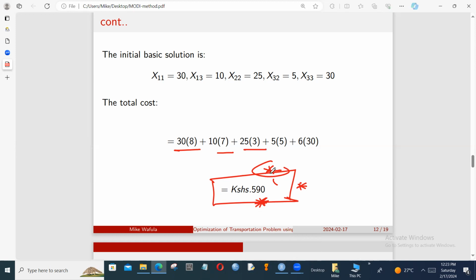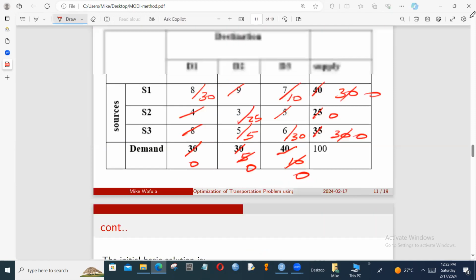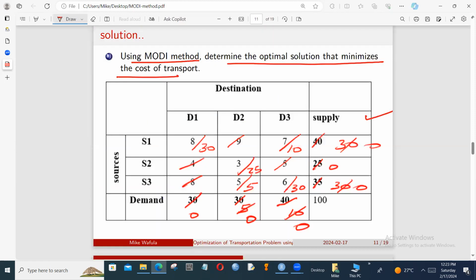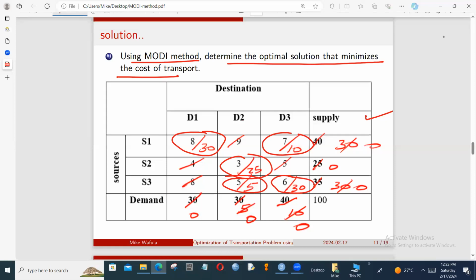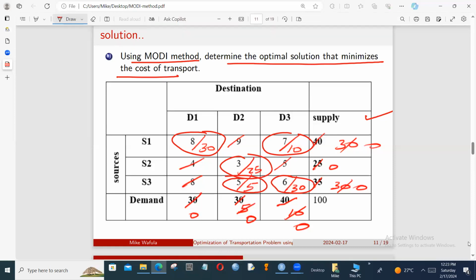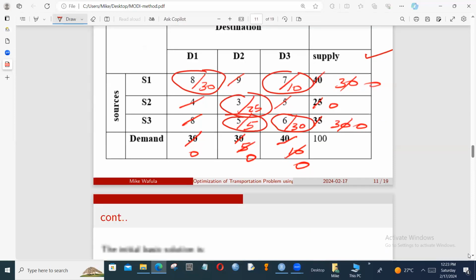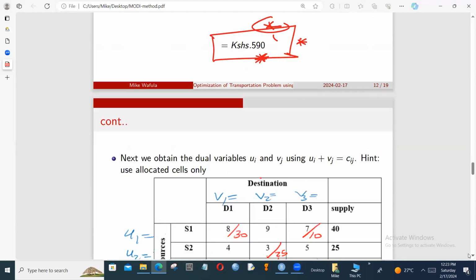But what we are doing here is that to get the 590 is simply getting the product of this: 8 times 30 plus 7 times 10 plus 3 times 25 plus 5 times 5 plus 6 times 30. That's what we are doing to get the 590. Now, optimization, now the MODI.